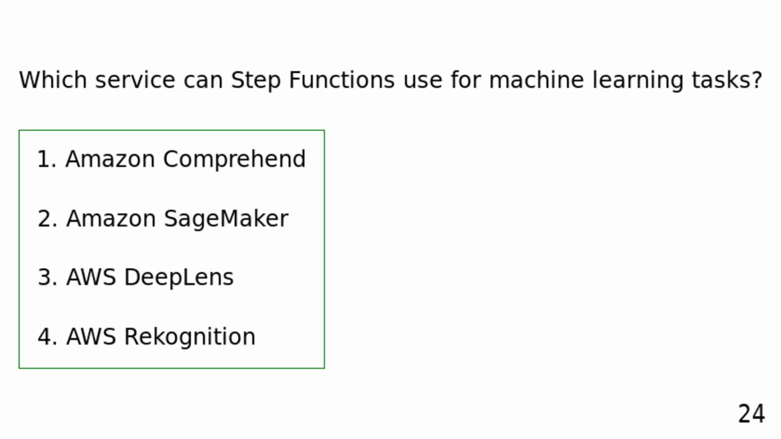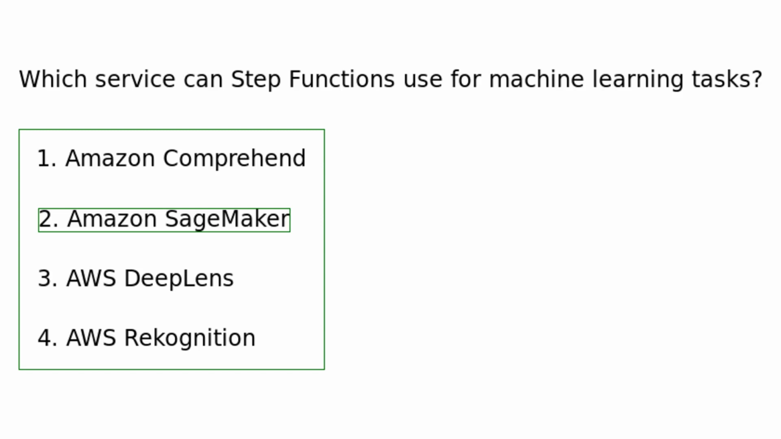Which service can step functions use for machine learning tasks? Amazon Comprehend. Amazon SageMaker. AWS DeepLens. AWS Rekognition. Step functions can directly integrate with Amazon SageMaker to orchestrate machine learning workflows, from data preparation to model training and deployment.